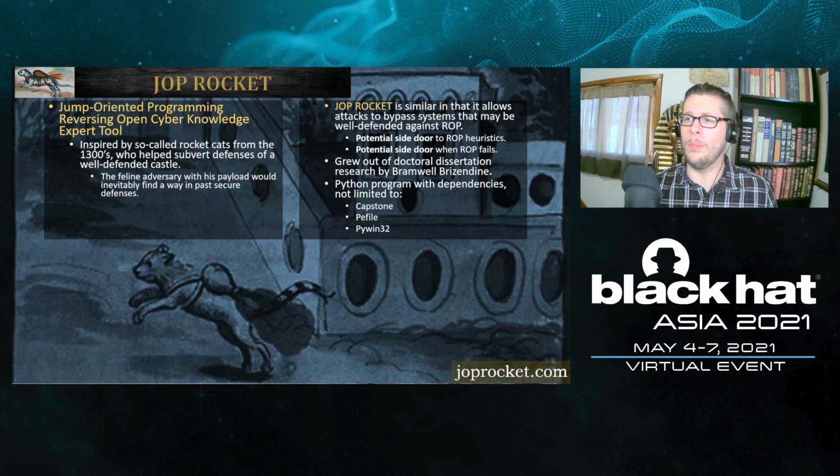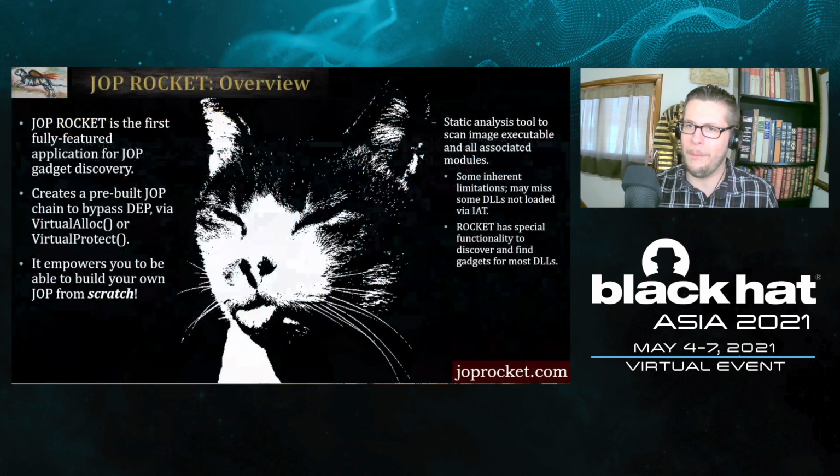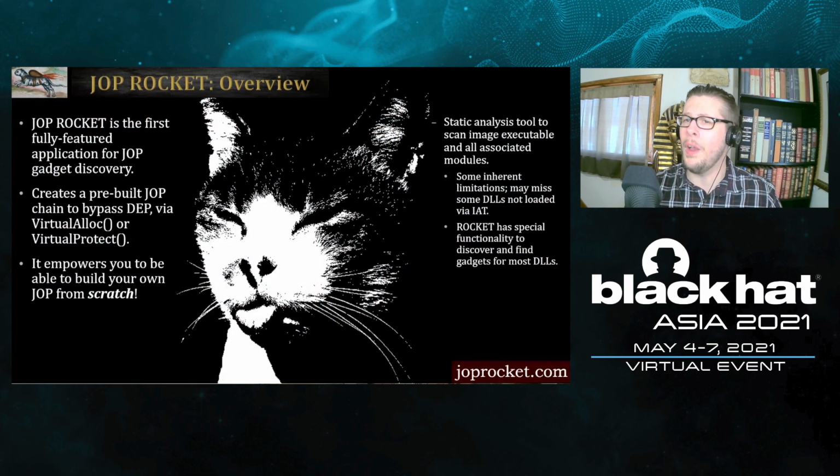So where did this come from? Well, it grew out of my doctoral dissertation research that I conducted, culminating in a rather large Python program, about 30,000 lines, with various dependencies, including Capstone, PE file, etc. And so really the JOP Rocket is the first and only fully featured JOP gadget discovery tool. We're always adding new features. The latest and greatest is the ability to create a pre-built JOP chain to bypass DEP. It also empowers you to build your own JOP chain purely from scratch.